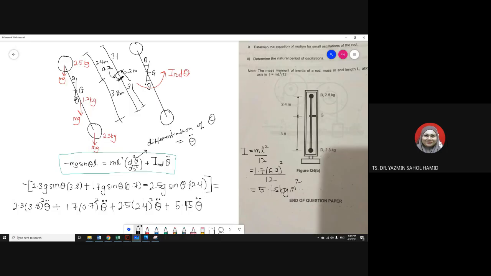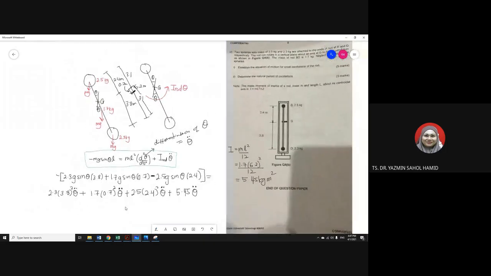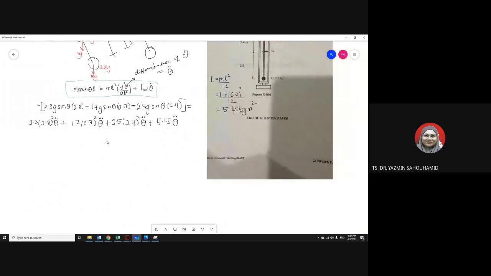Okay, so that is the equation. Now we have to simplify this equation. To simplify, you all calculate negative 2.3 times 3.8 minus 1.7 times 0.7 plus 2.5 times 2.4. What do you get? You should be getting the same answer as me. Can you please check? You should be getting negative 3.93 G, don't multiply by G yet, sine theta equals, and this one, if you simplify it, you should get 53.895 theta double dot. Do you get the same?